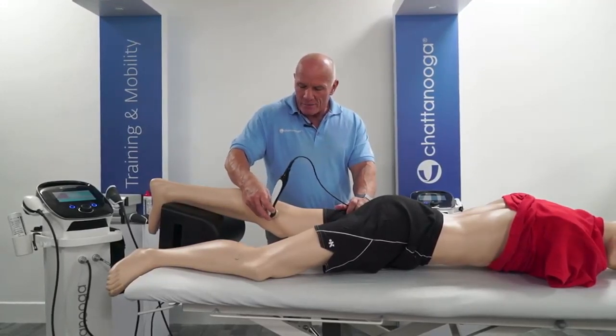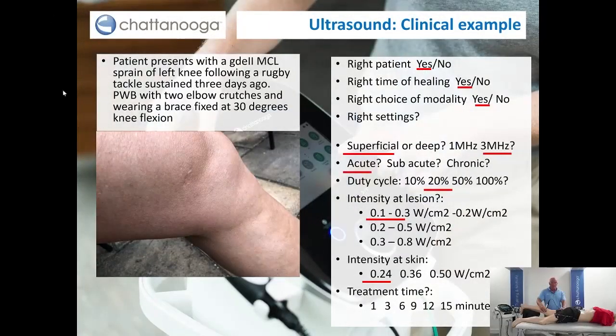Now, in order to get that, press again and again, I need to apply this for 15 minutes. A lot of people on their camera now will be going, 15 minutes? Why not 3 minutes? Remember, we're using a duty cycle of 20%. It's on for 20%, off for 80%. So in 1 minute, it's actually only on for 12 seconds.